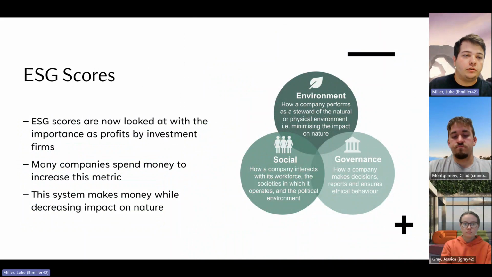One of the big ones is ESG scores, which every corporation actually has, and most investment firms look heavily at this. Some even consider it more than they consider profits. And ESG stands for environment, social, and governance. And this is basically the actions and policies that a corporation takes other than just making profits, just to make sure that it's a good company and they're not dumping a bunch of waste in the oceans and stuff like that. So this would obviously be a big improvement on the environment side.